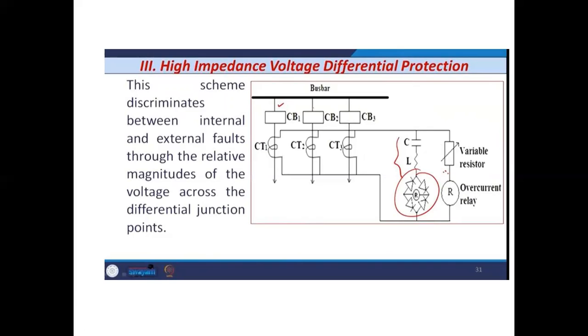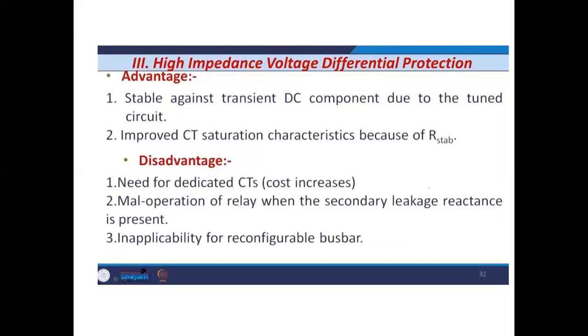and overcurrent relay. So this type of scheme is capable of discriminating between internal fault and external fault through the relative magnitude of the voltage across the differential junction point. If I just take the advantages, this type of scheme provides stability against the transient DC component present in the current, and it has improved CT saturation performance.